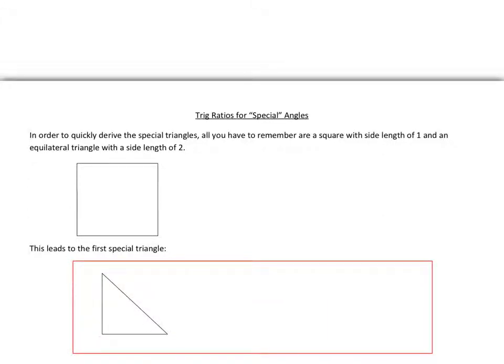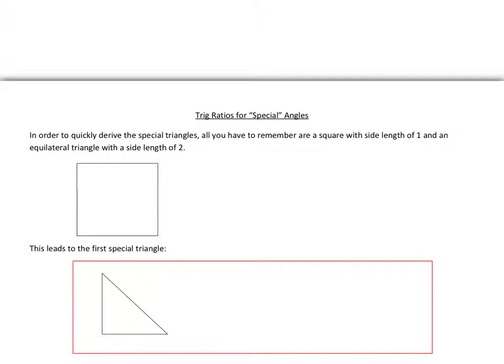Okay, welcome to the first video lesson in the Mathematics for College Technology course. In this lesson we will be reviewing the special triangles, and in particular how to use those special triangles to find the exact sine, cosine, and tangent ratios for the special angles of 30, 45, and 60 degrees.